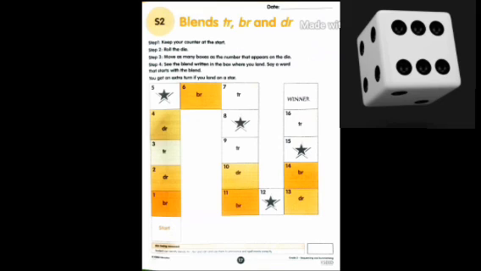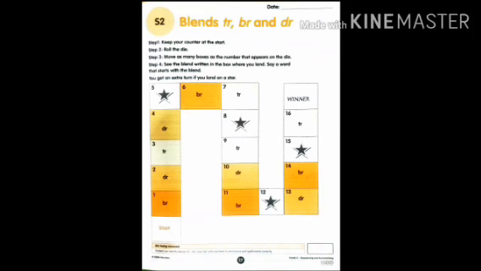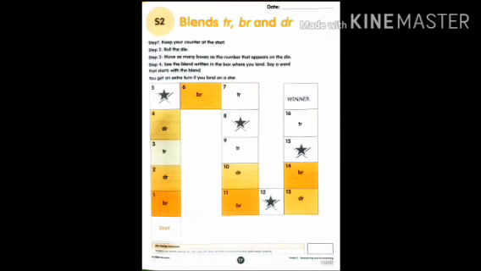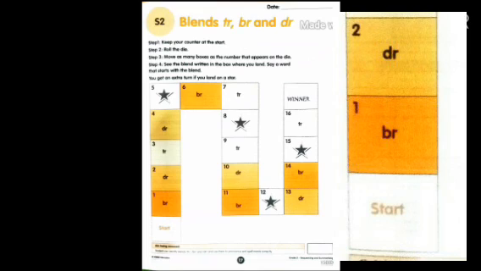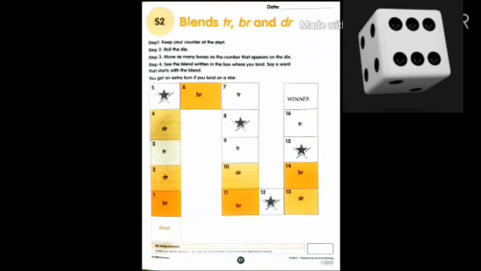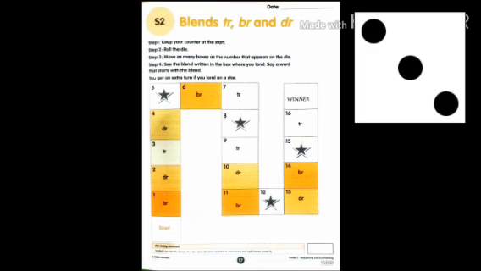Now you are going to play a game. Take your dice and throw it. If you get 2 when you throw it, see what is there on 2. On 2 you can see DR. It means you want to write a word with DR. You can write any word, draw, drop, drain. Now after writing that, again take your dice and roll it. If you get 3, after 2 take 3 fingers and count 3, 4, 5.